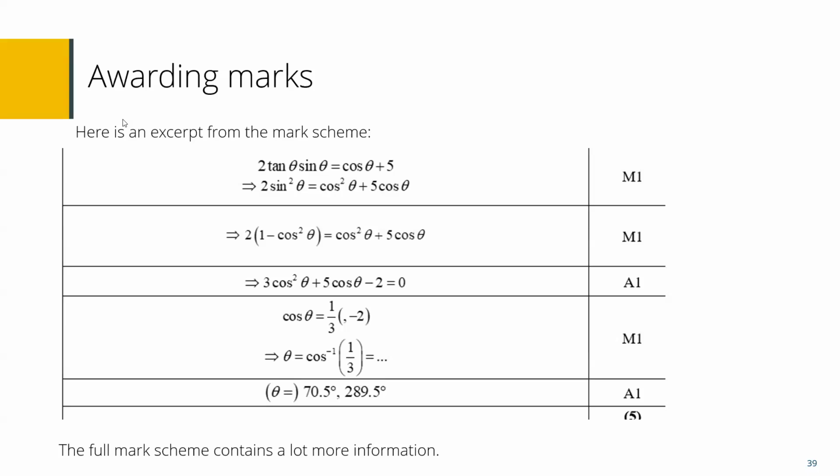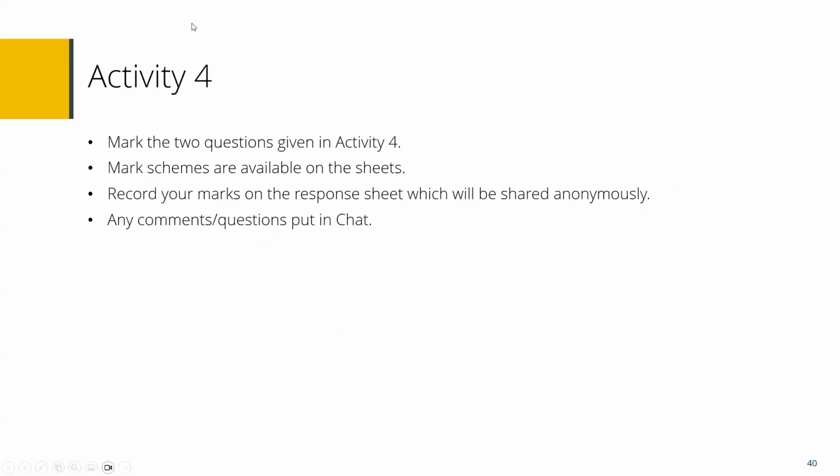So this leads us to the next activity here. In this case, we are going to have two questions. You need your delegates booklet. We won't be in the breakout. We'll do this independently here because it requires a bit of time. So we're going to have to mark two questions, given activity 4. Mark schemes are available on the sheets as well. We're going to record the marks that we gave in each one, and then we'll come back together afterwards.